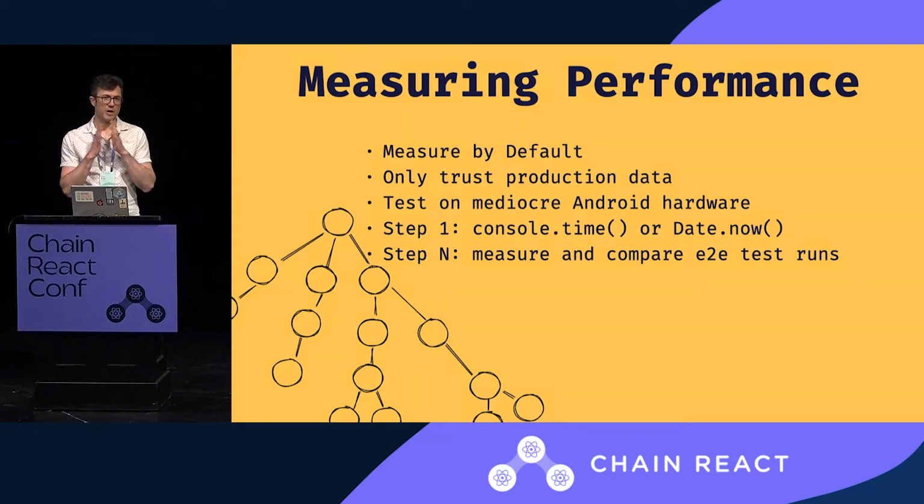So this goes into our measure by default. You should be measuring in production. That's been mentioned many times. And yeah, get it in there. Use this. It's great. Tests on mediocre Android hardware. Hard yes to that one.